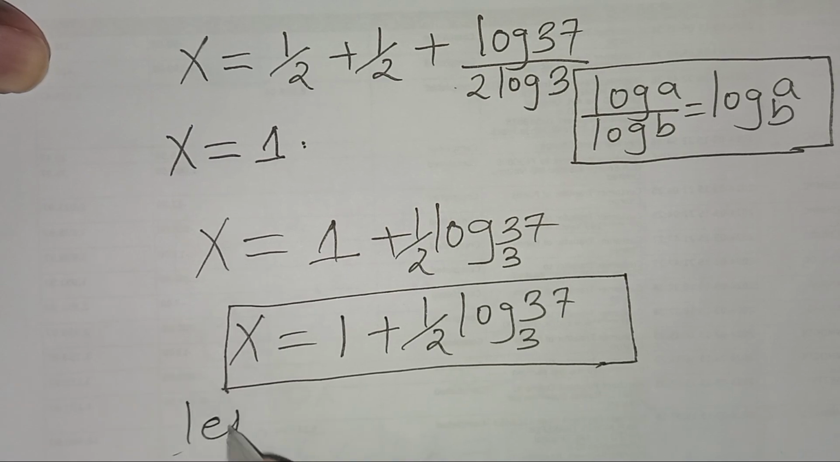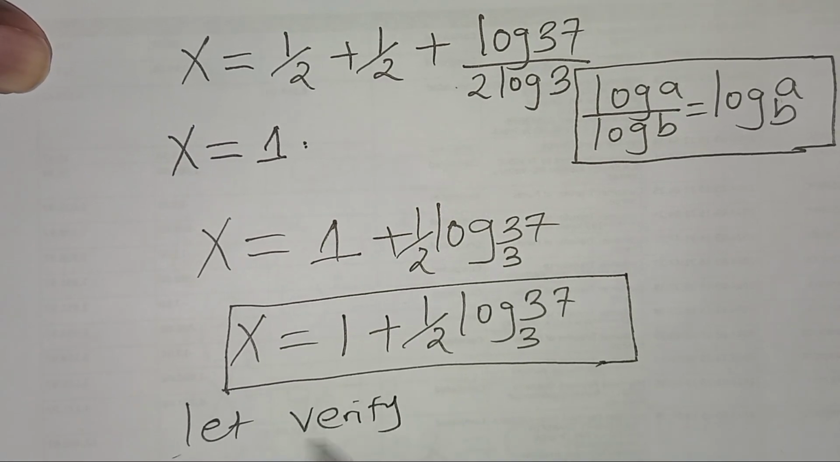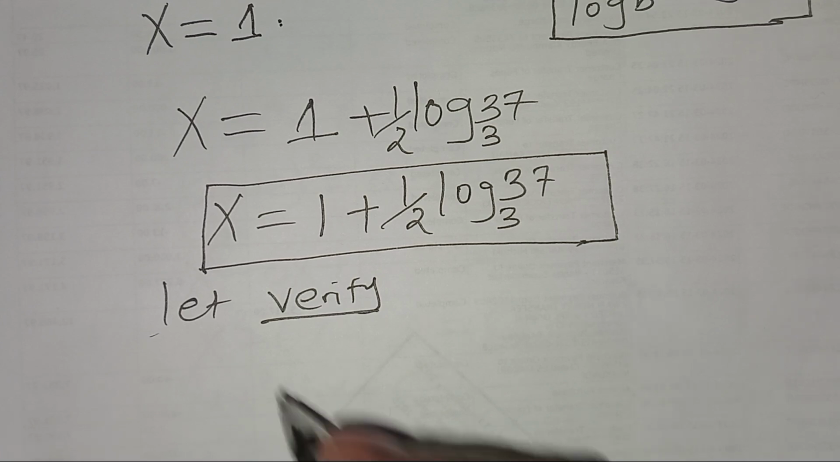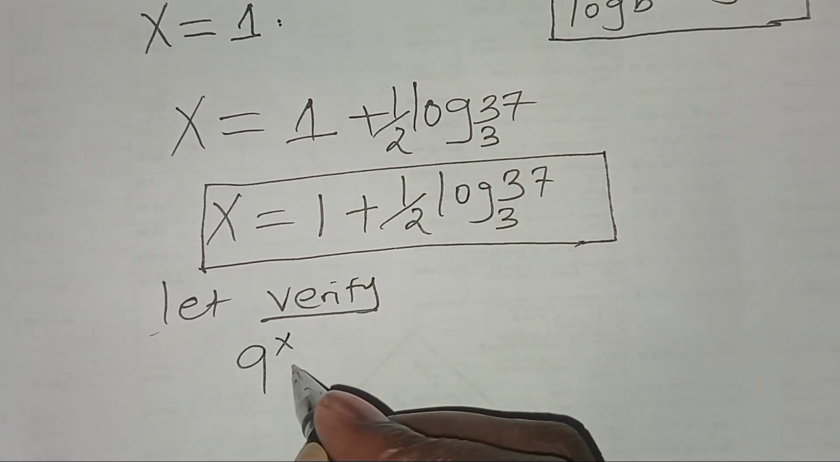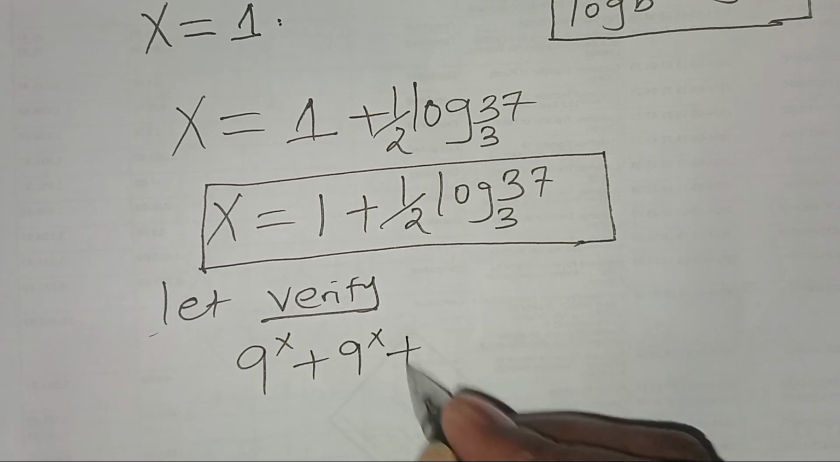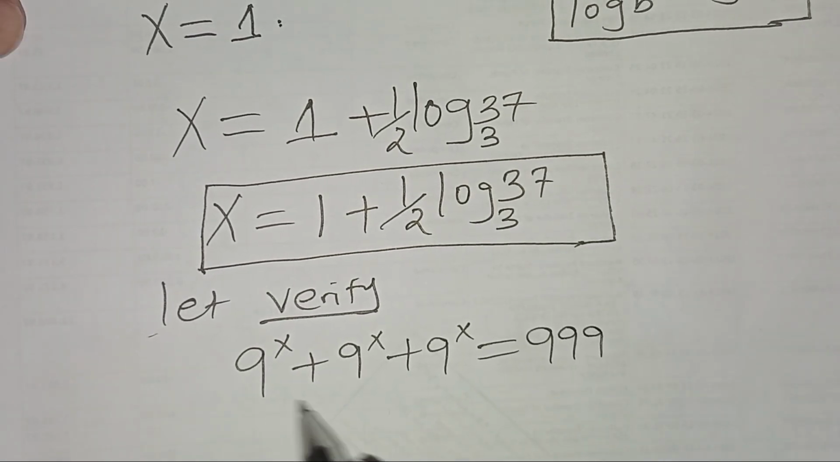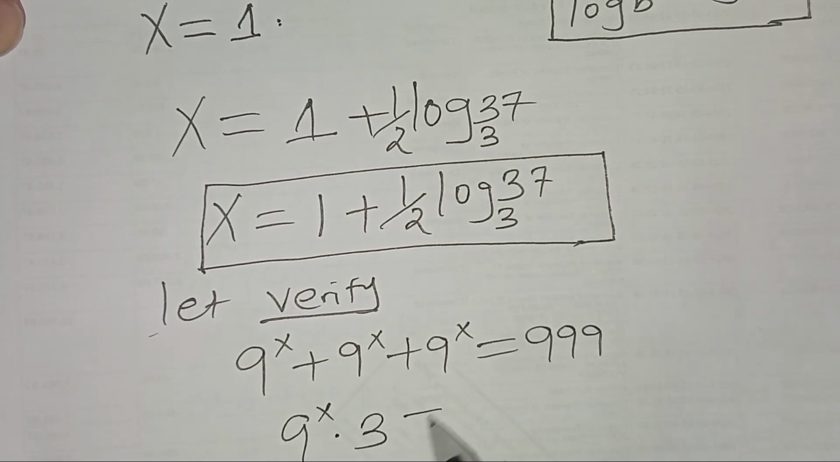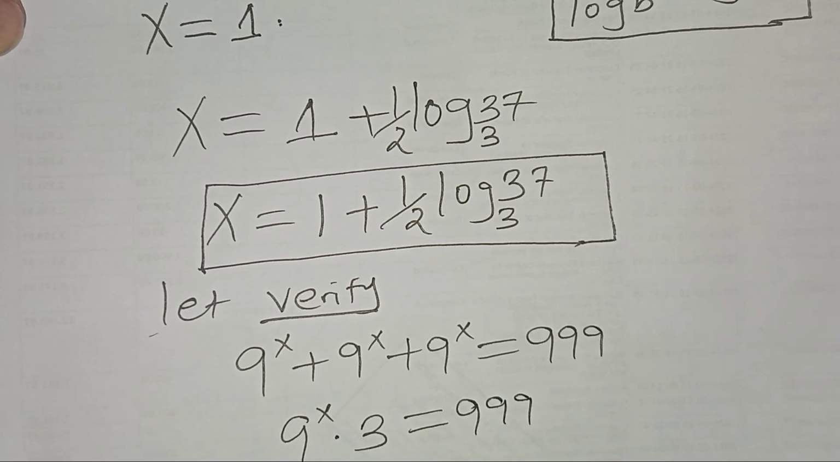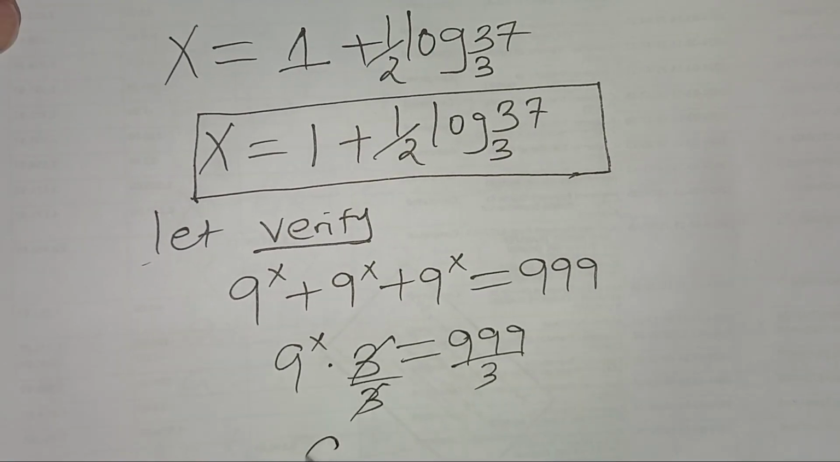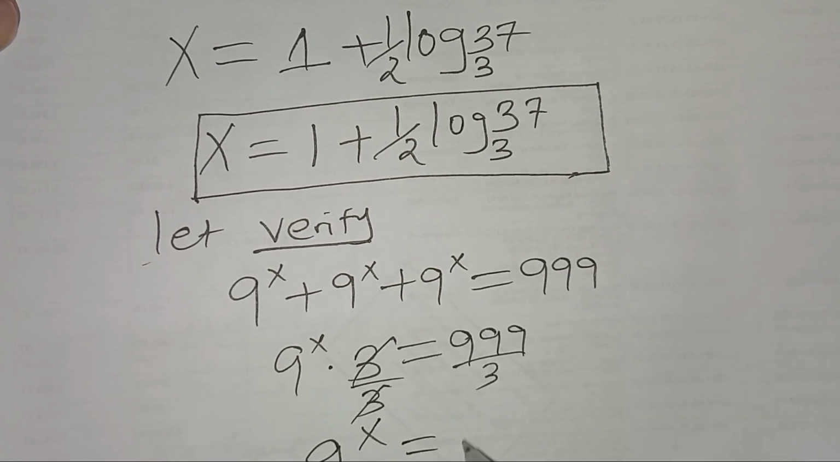So let's verify that this value of x satisfies the equation. If you recall, we ended at 9 to the power x plus 9 to the power x plus 9 to the power x. This should give us a value of 999. So we're simplifying this further to 9 to the power x, multiplying by 3. This is equal to 999. Divide both sides by 3, so that here we have 9 to the power x equal to 333.